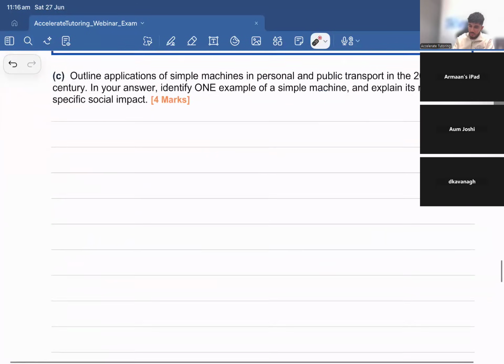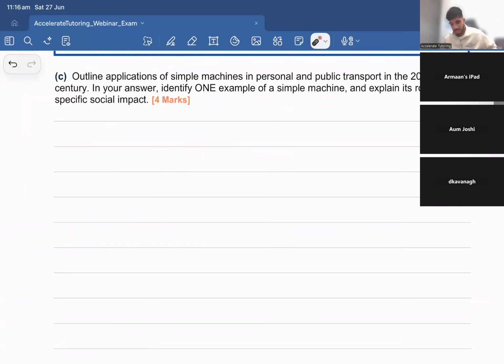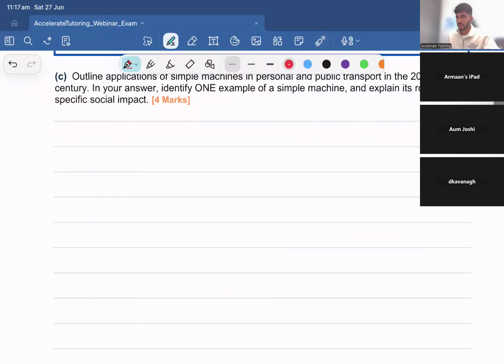Perfect. Question part C. Again, theory question. Outline applications of simple machines in personal and public transport in the 20th to 21st century. In your answer, identify one example of a simple machine and explain its role and specific social impact. Now, Josephina, I am assuming you're already onto it and writing your response. Fantastic. Otherwise, I'm going to break down how exactly to write and get the full marks for this question.